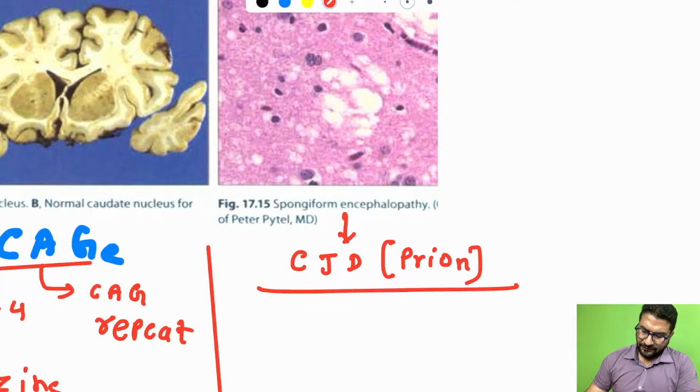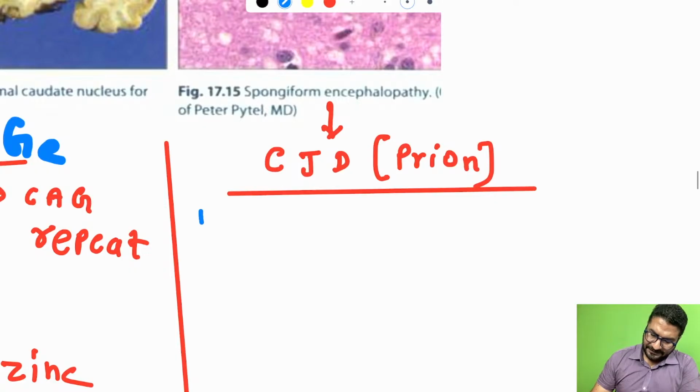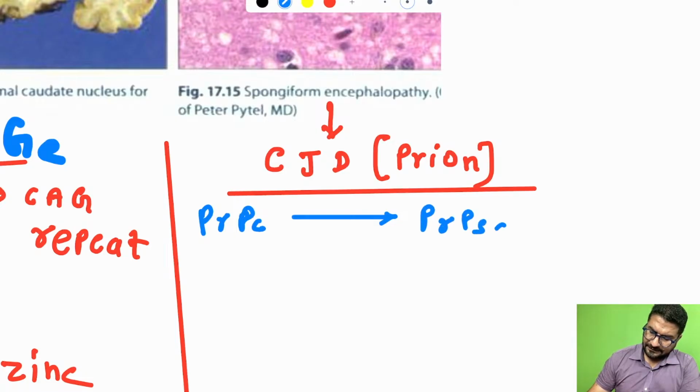Now what are prions? Prions are neither bacteria nor virus. These are infectious proteins. So what happens in CJD? PrPc is a protein, and this protein will convert into PrPsc.